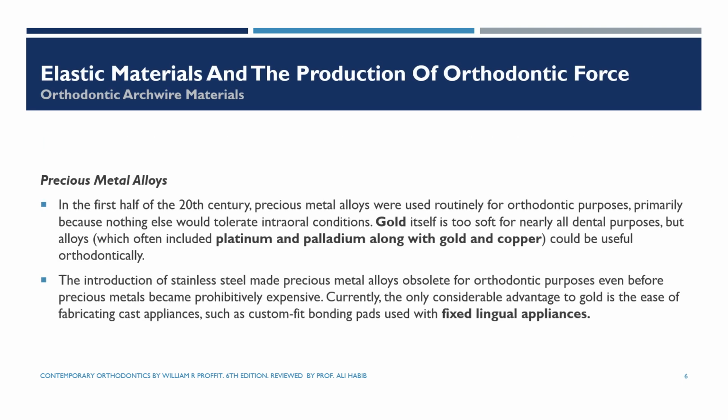Wires, or the materials that were used to fabricate wires. At the beginning, gold was the best wire because it was intraorally tolerable and soft, but it needed a large diameter to be used intraorally with brackets to deliver force, because it was too soft. And then we had the precious metal alloys like platinum and palladium, along with gold and copper, which were useful for all dental purposes.